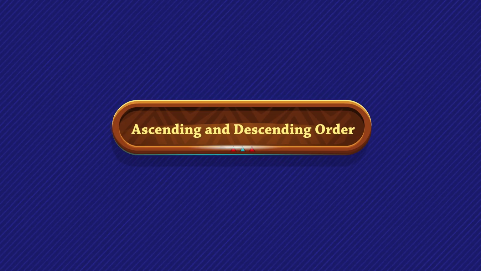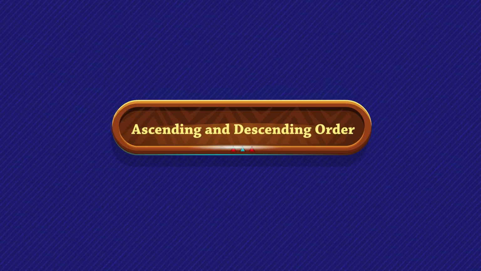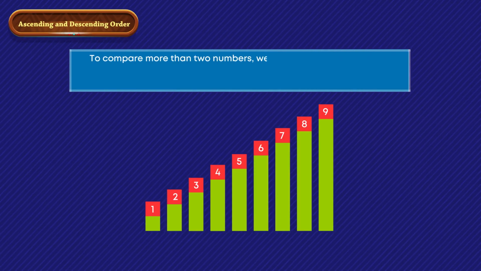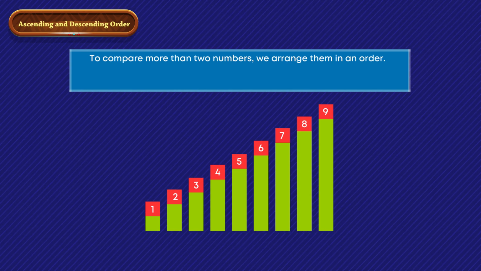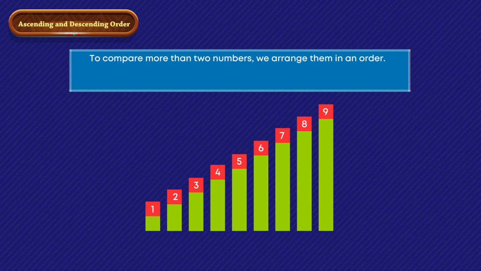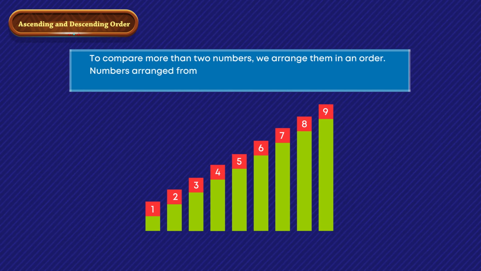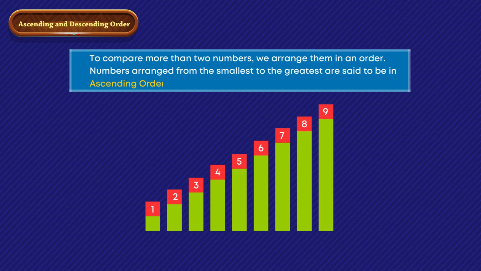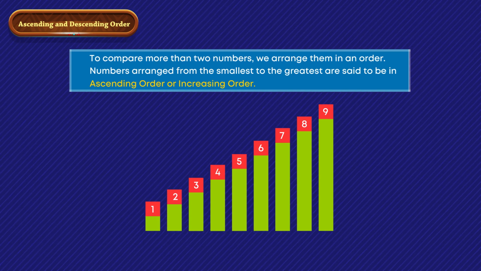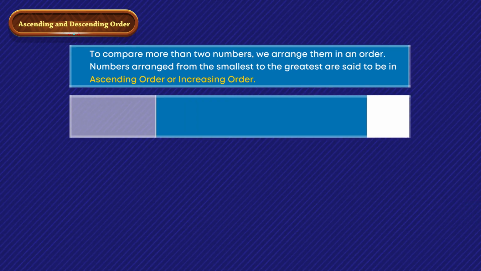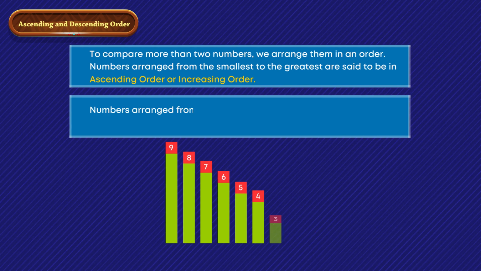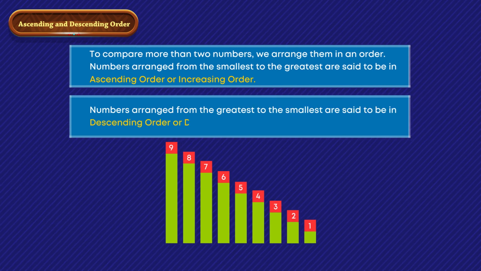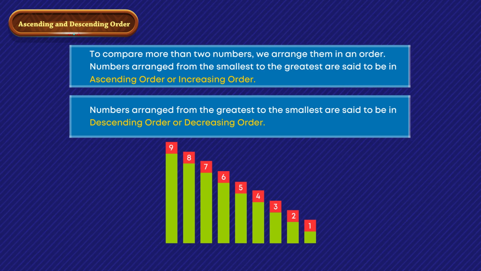Ascending and descending order. To compare more than two numbers, we arrange them in an order. Numbers arranged from smallest to greatest are said to be in ascending order or increasing order. Numbers arranged from greatest to smallest are said to be in descending order or decreasing order.